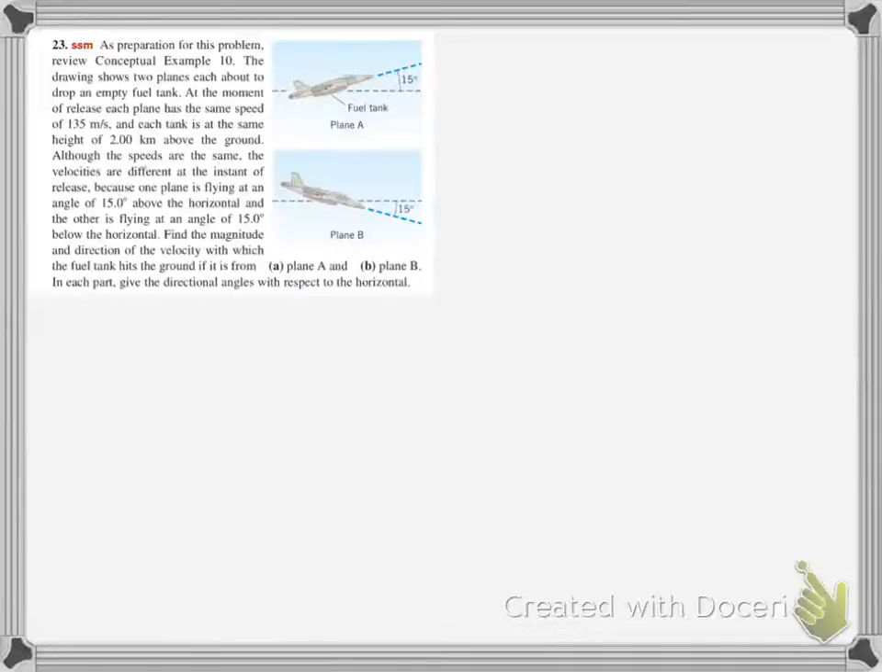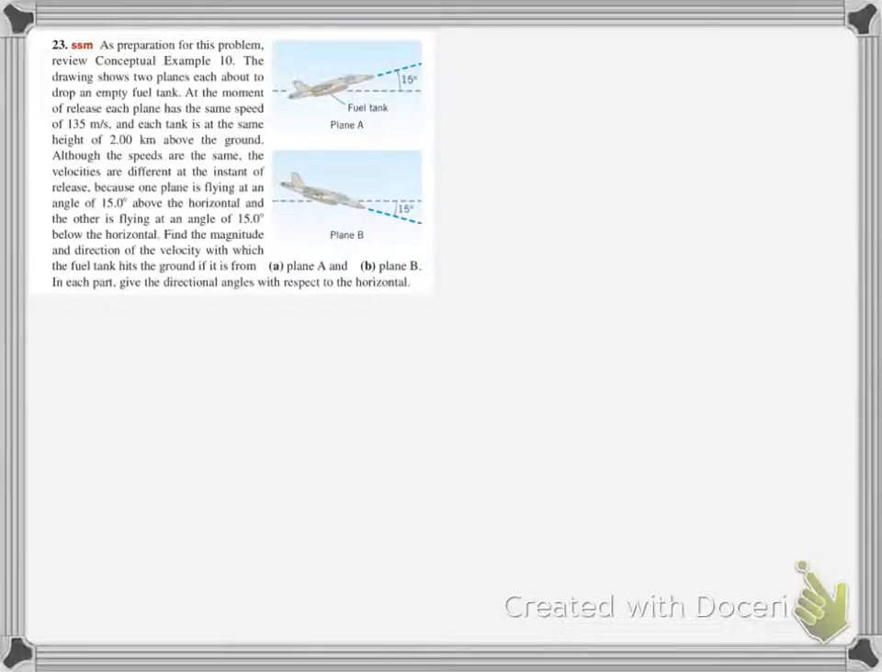Okay, so question 23 says that the drawing shows two planes each about to drop an empty fuel tank. At the moment of release, each plane has the same speed of 135 meters per second, and each tank is at the same height of 2 kilometers above the ground.